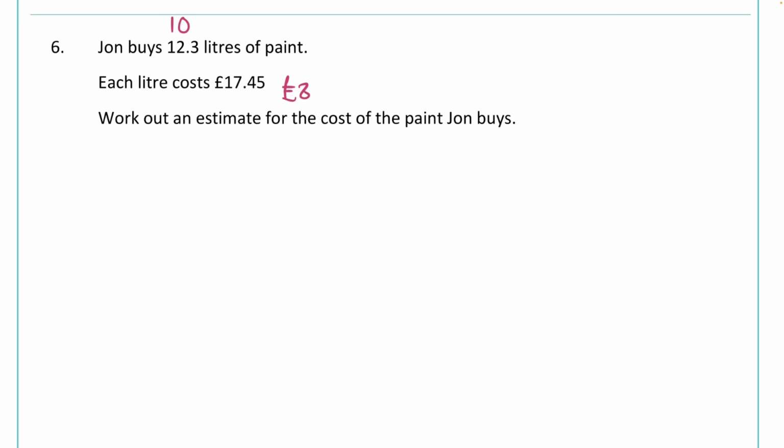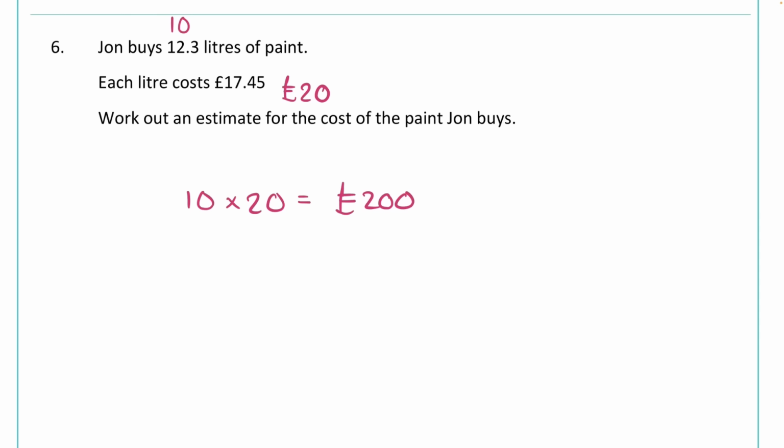Now, you could argue, of course, that different rounding would be absolutely fine. I'm sure it would be easy enough to do 10 times 17 instead, but we're going to get the full marks for using one significant figure, and 10 times 20 is a really nice quick calculation for us to do. We get a final answer of £200. Now, if you did do 10 times 17, you get £170.